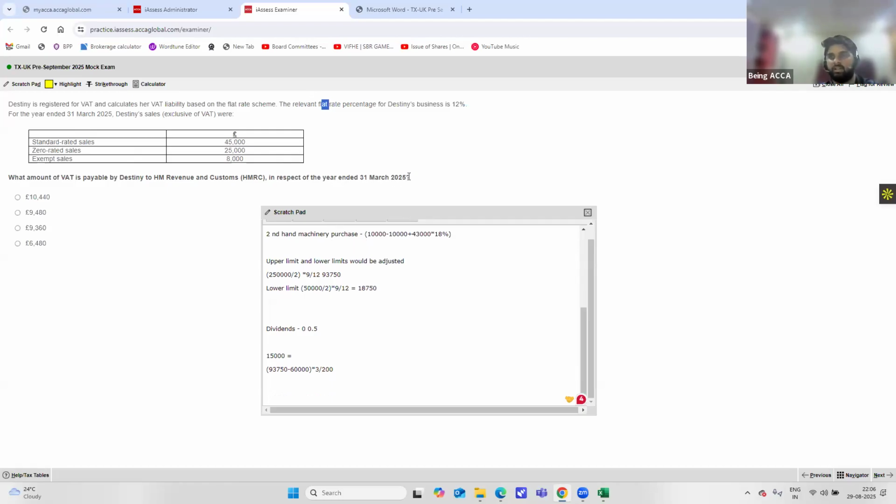And they're asking about the VAT payable. Always remember, your total turnover should include standard rated sales inclusive of VAT plus zero rated sales plus exempt sales. Whatever turnover you get, you should apply 12% on it. That means it will be 45,000 into 1.2, because you've been told it is exclusive of VAT, so you will have to add the VAT proportion to it, plus 25,000 plus 8,000, into 12 percent.